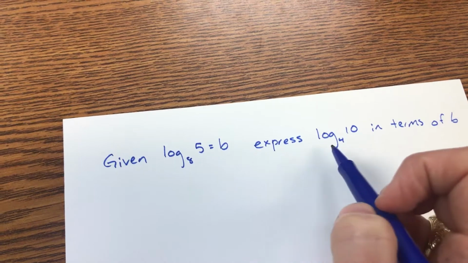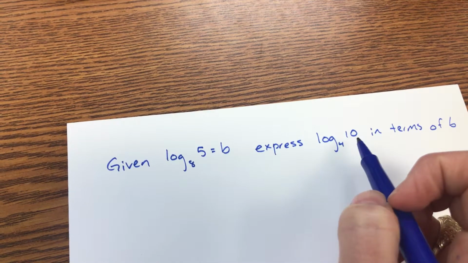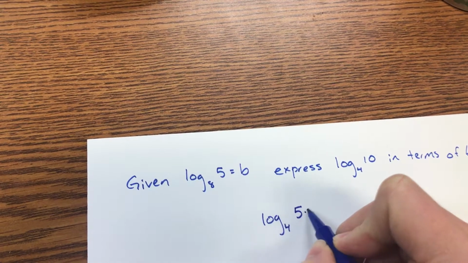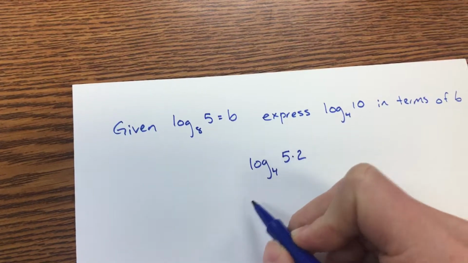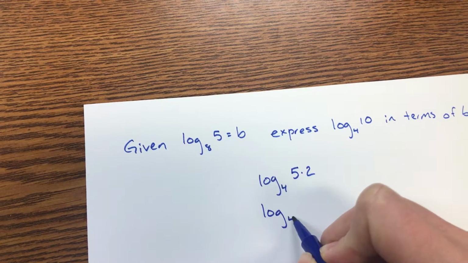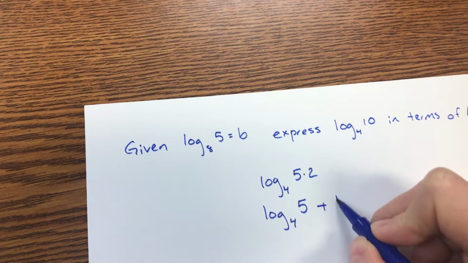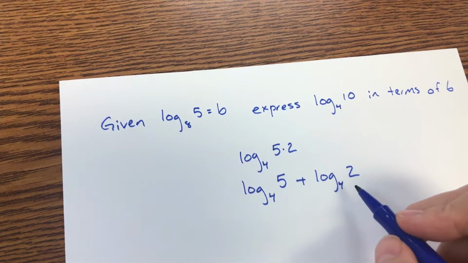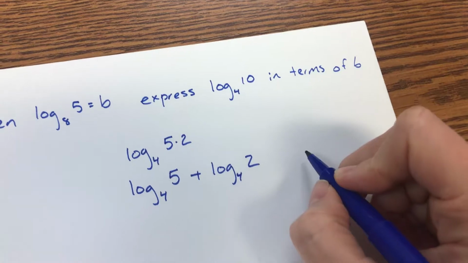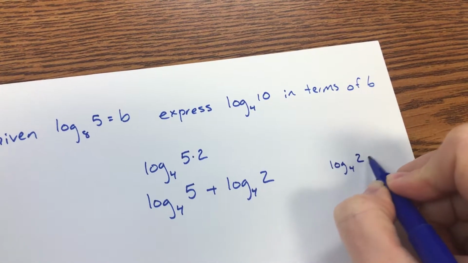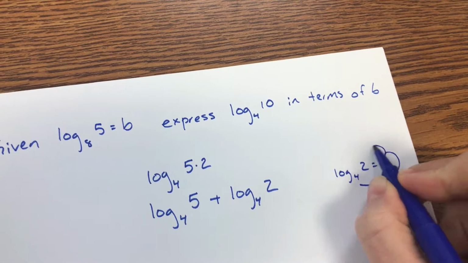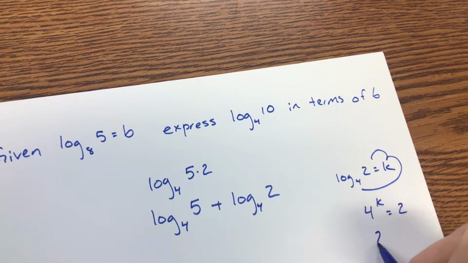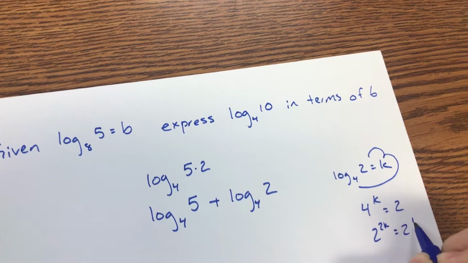8 of 5. Well, so I have log base 4 of 10. Well, one thing I know is that log base 4, that would be 5 times 2. Okay, so then I could split that apart and say this is log base 4 of 5 plus log base 4 of 2. And this right in here I might be able to evaluate. And if I do that off to the side, say log base 4 of 2 equals our favorite letter k, then I can do I heart logs. 4 to the k equals 2. That's 2 to the 2k equals 2 to the 1.